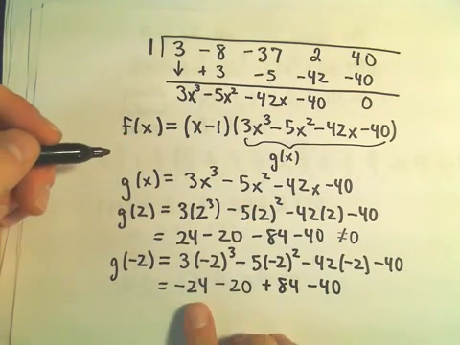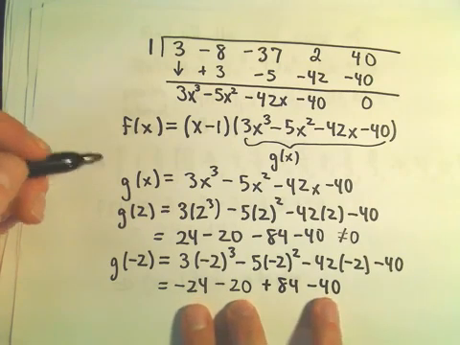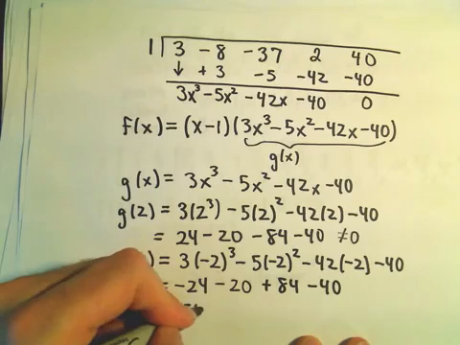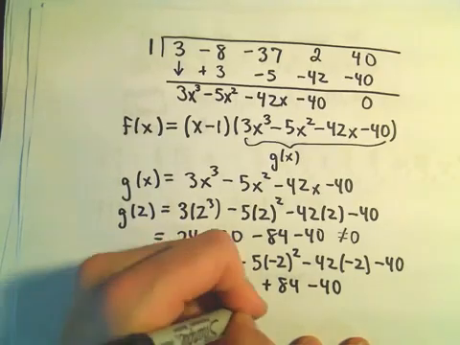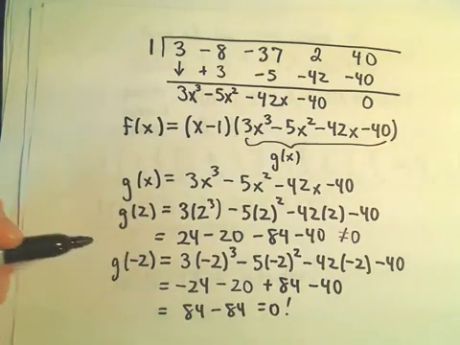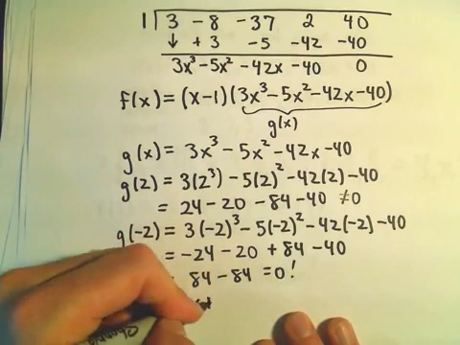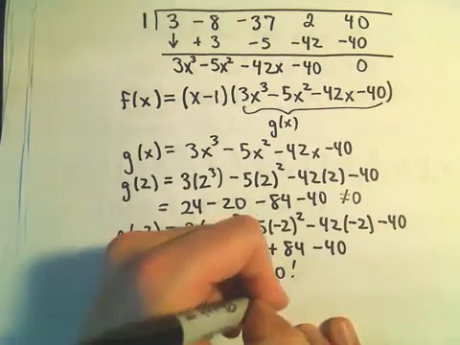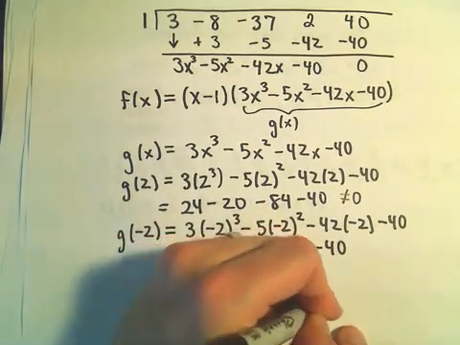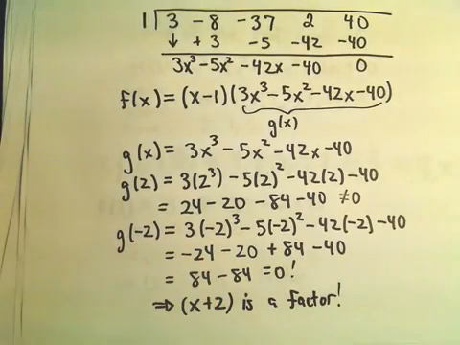Hey, I think this one's going to work. Say if we get negative 24 minus 20, that's negative 44. Minus another 40 will be negative 84. So we have 84 minus 84. That gives us 0. That means negative 2 is a 0. And that tells us that x plus 2 is a factor. Okay, great. So we know the quantity x plus 2 is a factor.